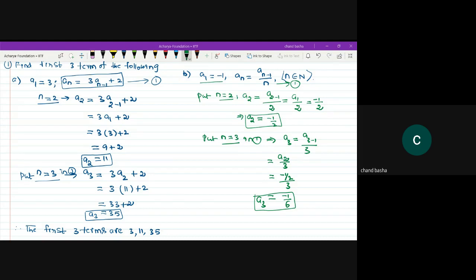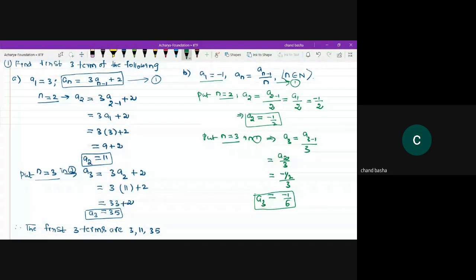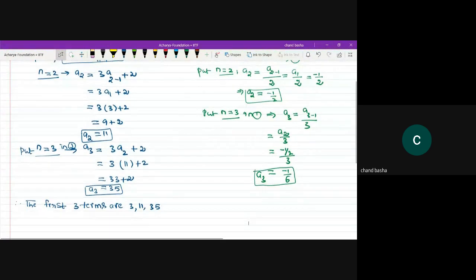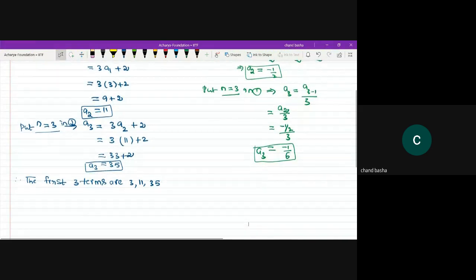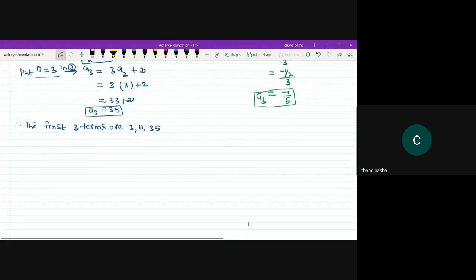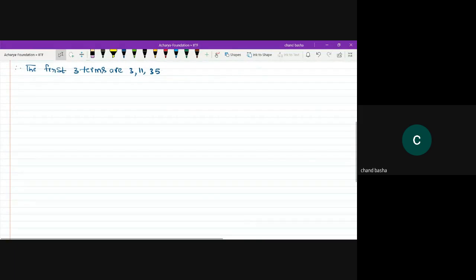So do you understand what is meant by sequence and series, and how to find out the terms of the sequence, one particular term of the sequence, what is meant by the first term, second term, third term, and so on? Can I go for arithmetic progression? Next concept, please. If you are having any doubts in this concept, tell me. Can I go for arithmetic progression?